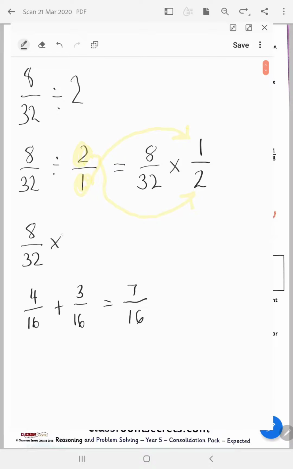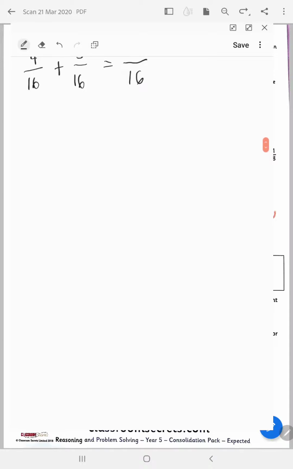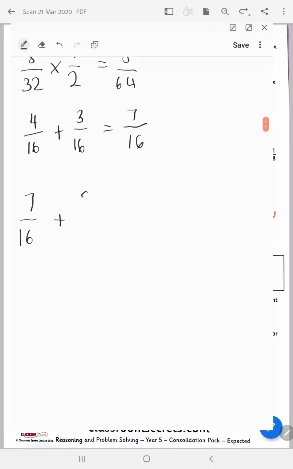So 8/32 times 1/2. I multiply the numerators. 8 times 1 is 8, and 32 times 2 is 64. So we now have 7/16 to add 8/64.